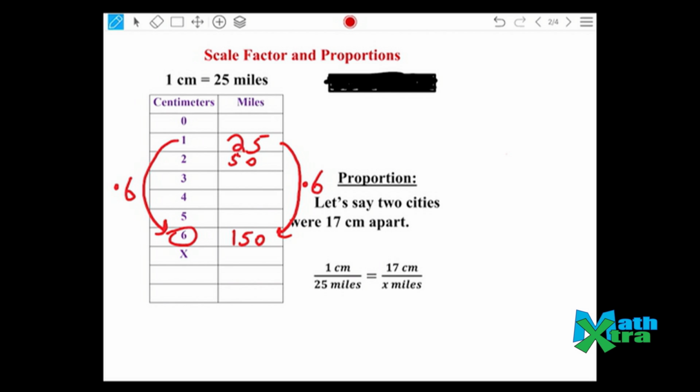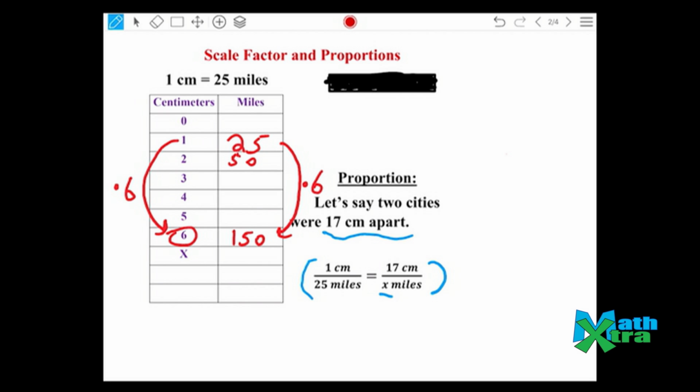So let's say our two cities were 17 centimeters apart. Remember, Charlotte and Raleigh were only 6 centimeters apart. Let's say 17 now. So here we have our one proportion, 1 centimeter for 25 miles. Now we're looking to see if it's 17 centimeters, how many miles, and for that I put an X.